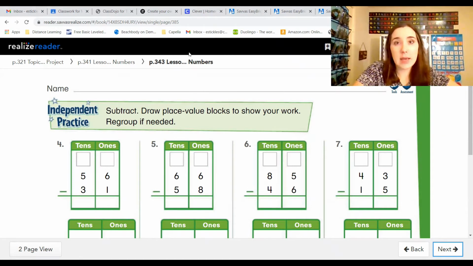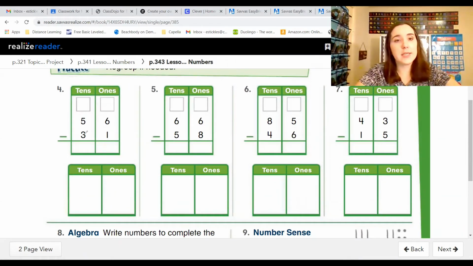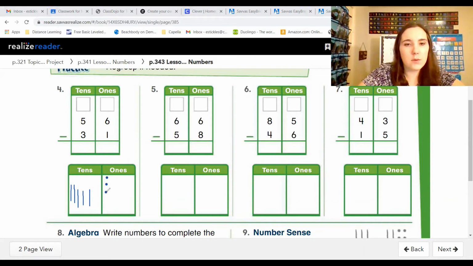Okay, we're going to be doing the same thing on this page. So we're going to do number 4 together. Number 4 is 56 minus 31. So first, let's draw our bigger number, 56. There's 5 tens. 1, 2, 3, 4, 5. And there's 6 ones in 56. So 1, 2, 3, 4, 5, 6.